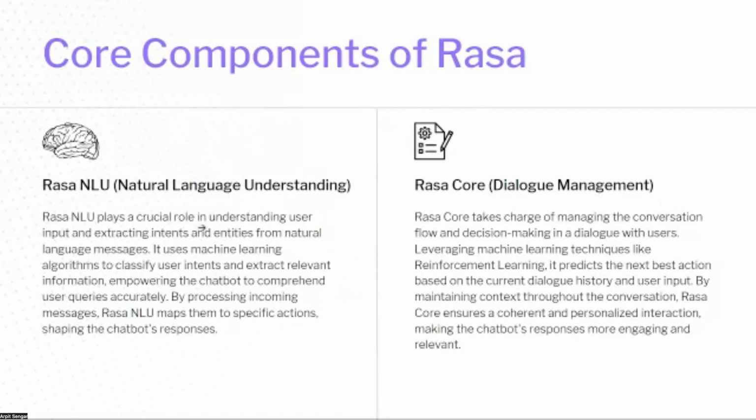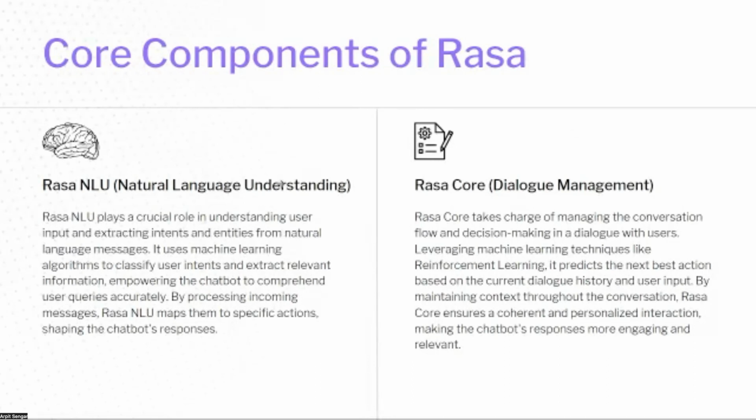It tries to extract entities from the user's input and make meaning out of it. So Rasa NLU plays a crucial role in understanding users' input and extracting intents and entities from natural language messages, and it uses machine learning algorithms to classify user intents and extract relevant information, empowering the chatbot to comprehend user queries accurately. By processing incoming messages, Rasa NLU maps them to specific actions, shaping the chatbot's responses.